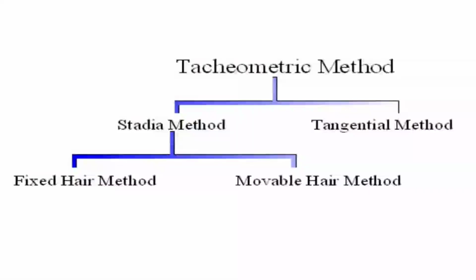Then tachyometric methods. There are two systems: stadia system, another one is tangential system. The stadia system is once again classified into two types: fixed hair method, another one is movable hair method.